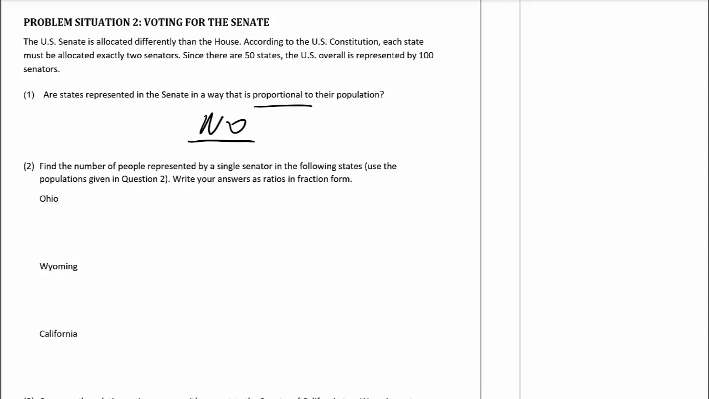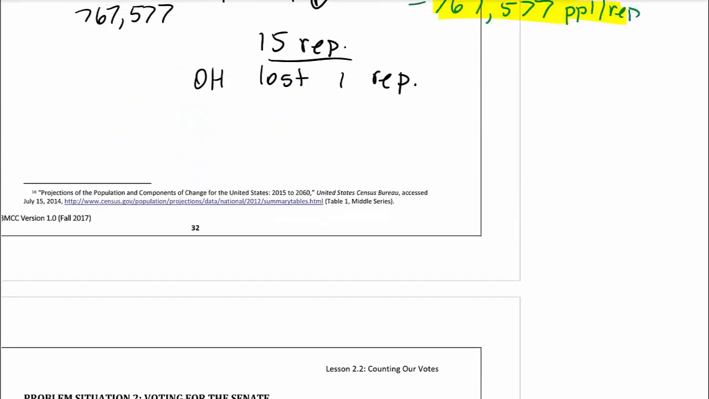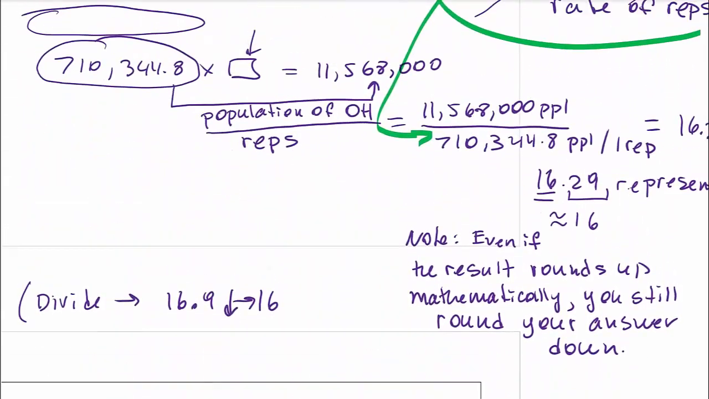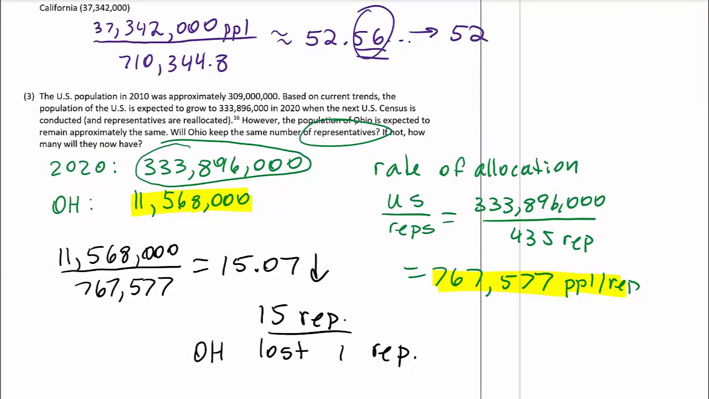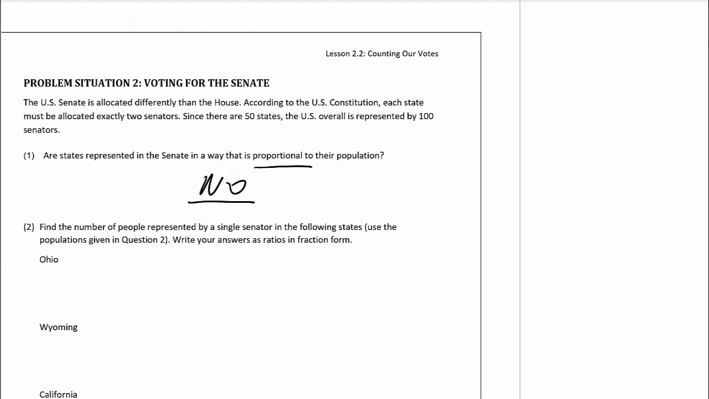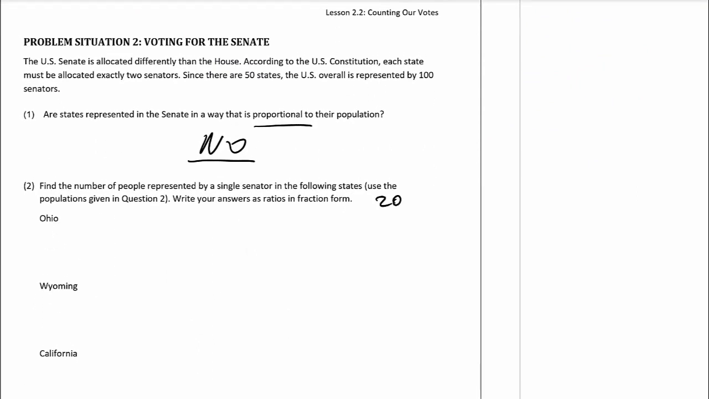So when you look at the representation rate, just like we did in the other question, it's asking us to find the number of people represented by a single senator in the following states. In Ohio, for example, we're using 2010 numbers. I have printed out the lesson, so instead of going back and forth, Ohio had, I keep saying had, we're looking at the year 2010. So how many people did it have?